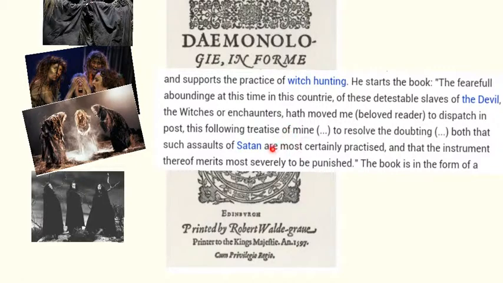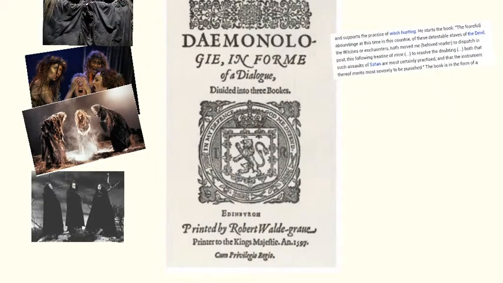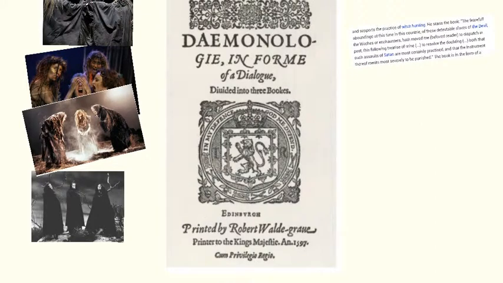Now, we've looked at superlatives. We know what superlatives are. When you look at the extremes, the top extremes, the bottom extremes, most is a superlative adjective. They are most certainly practiced. He's talking about witchcraft, and the instruments thereof merit most severely to be punished, okay? So basically, witchcraft is real, most certainly, and anyone who is practicing witchcraft should be punished severely, and he thinks that they are slaves of the devil, okay? This is what King James believed.